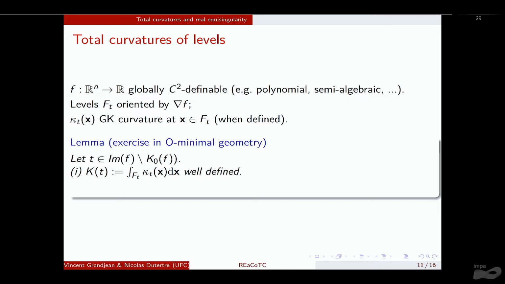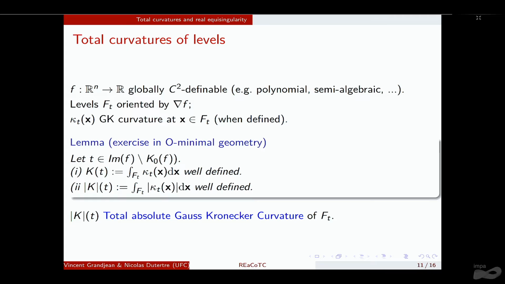Even though a priori you integrate over a non-compact object, it does exist. And second, even if you integrate the absolute value of the Gauss-Kronecker curvature, it is also well defined. And it's just an application of the change of variable formula, because you get a map over S^(n-1), whose fibers are generically finite, and uniformly bounded. So that's why it works. And this new term I will call the total absolute Gauss-Kronecker curvature. It's the integral of the absolute value. It's not the absolute value of the total integral. These are different objects. So this object is actually quite close to a complex object, because there is no cancellation, and that's what happens in the complex world.